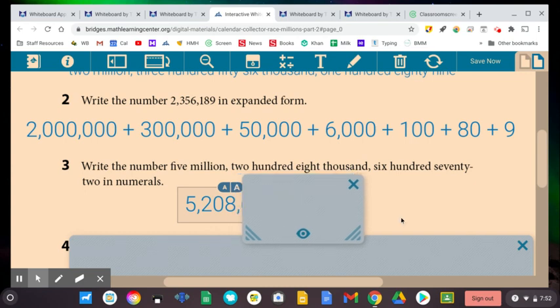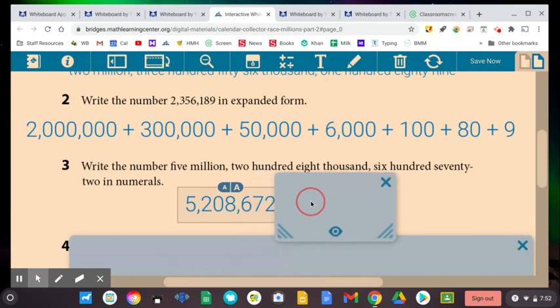208,000. Then we have the next family, 672. Oh, isn't that nice of them to put a 72 in the number? So we have 672.